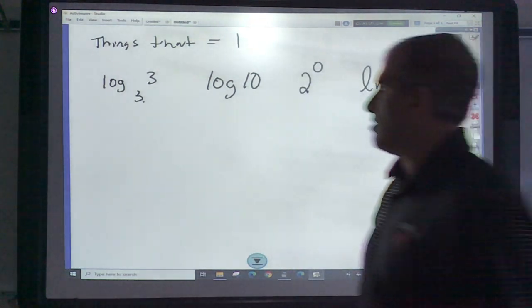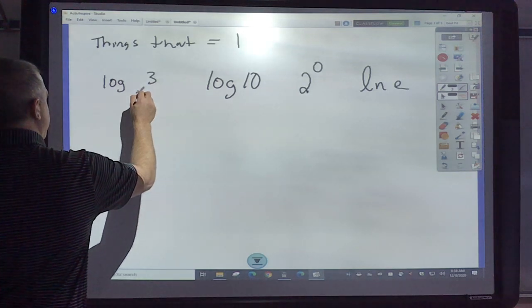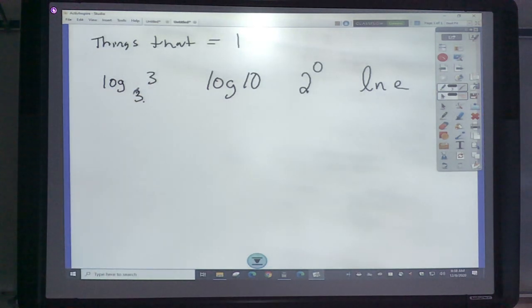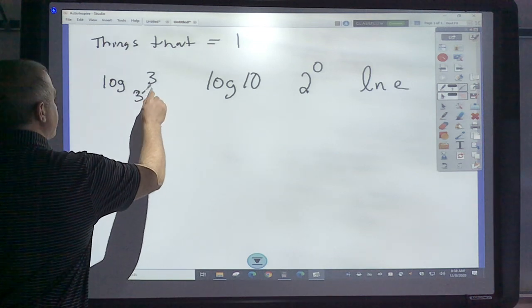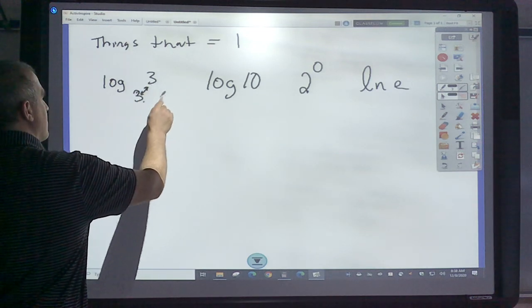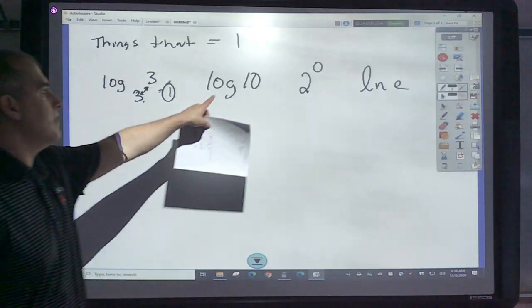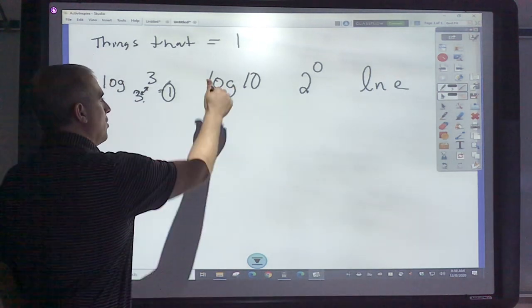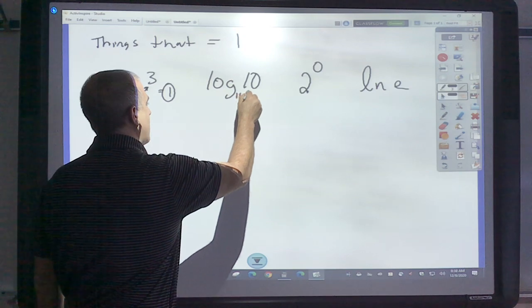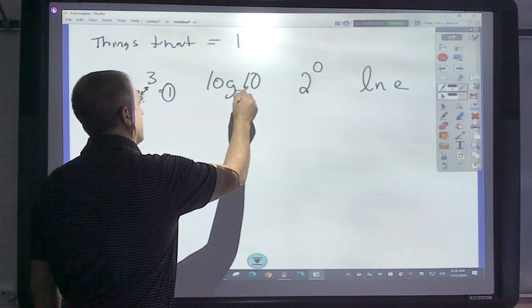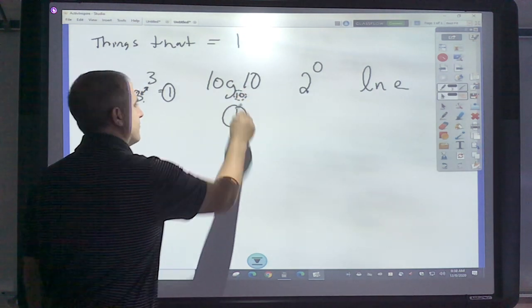Okay, so let's start with some basic stuff, things that equal 1. These are some properties you sort of have to memorize. If you ever have the same base, 3 and 3, this would just equal 1. Now someone says, Mr. Evans, you don't have a base here. When you don't see a base, you can go ahead and put a 10 in there. So then that would be 1.